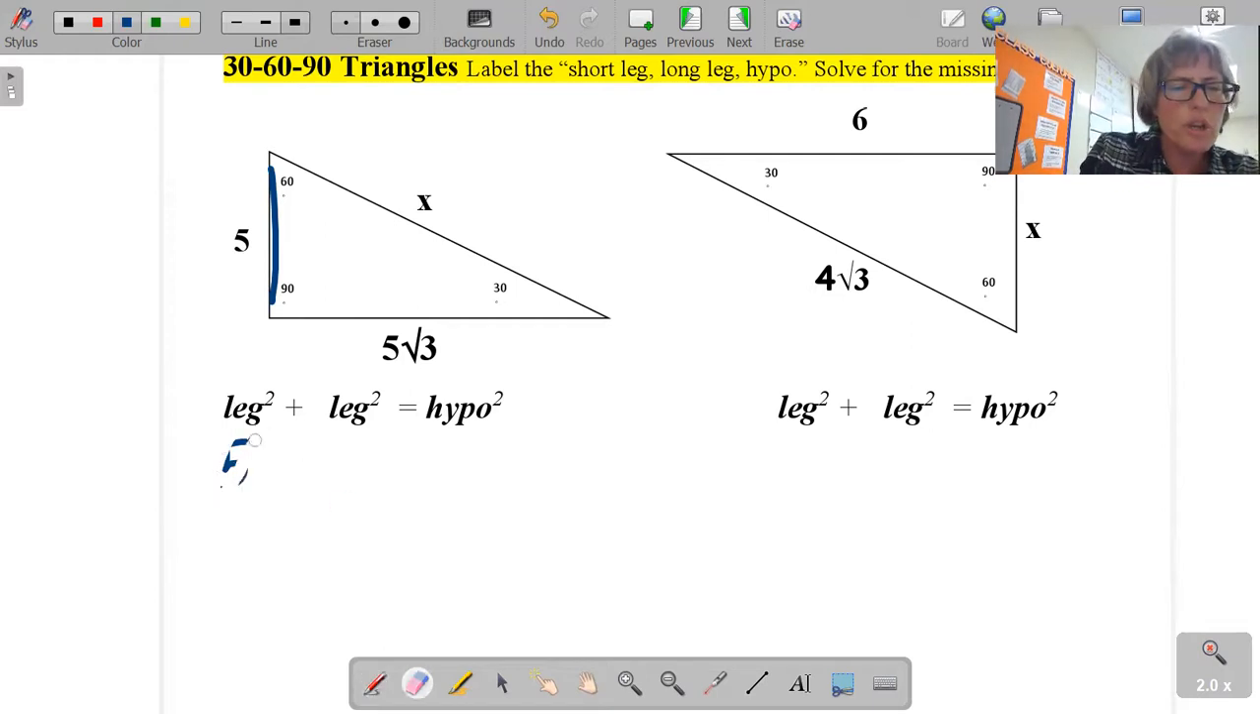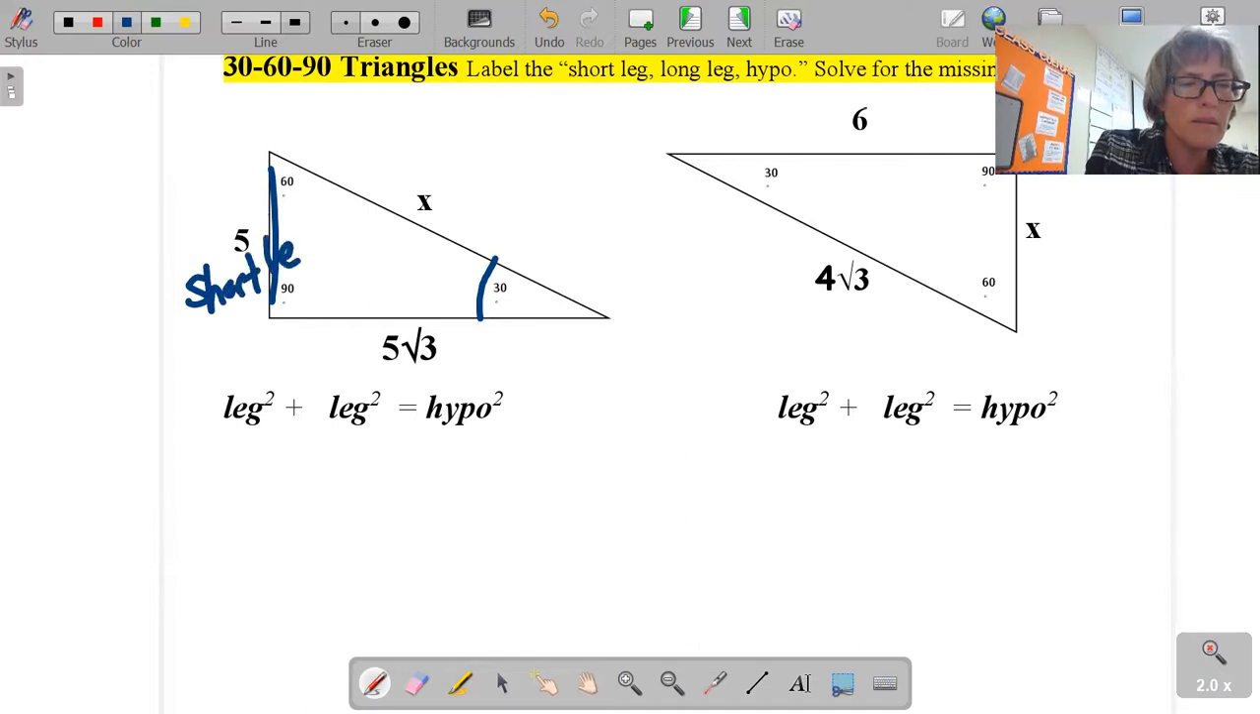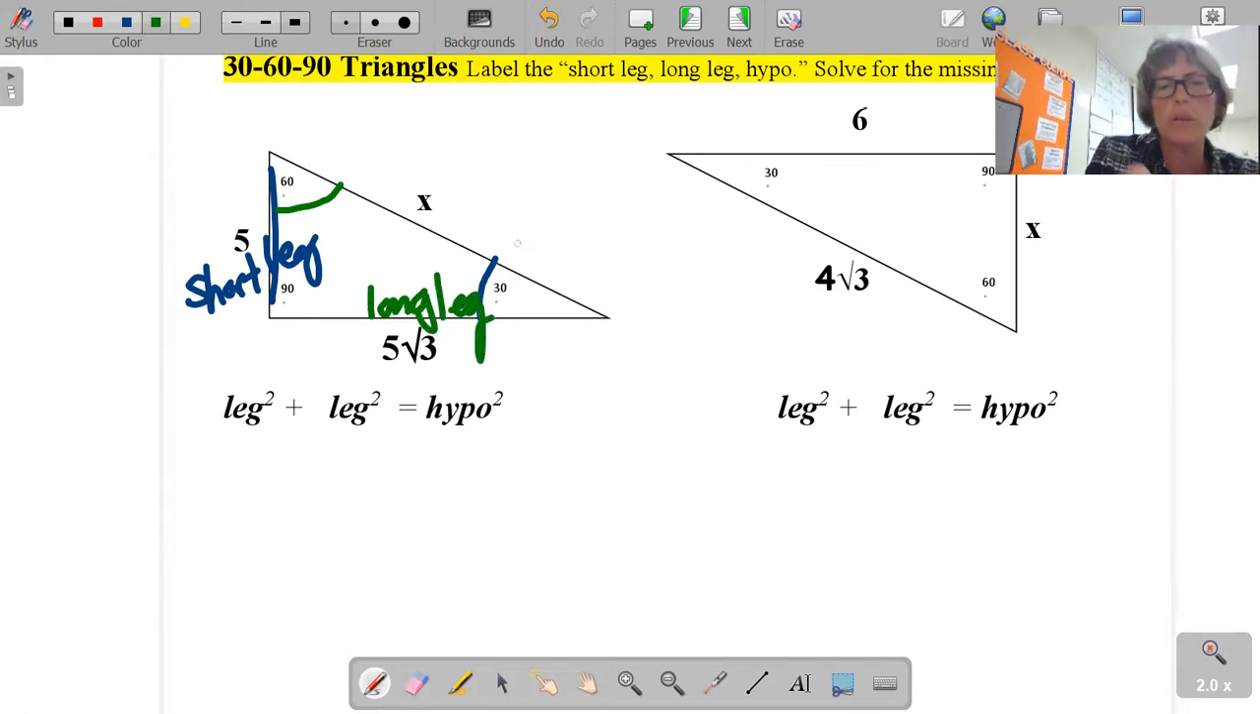Just a quick note. Notice now the legs are no longer equal. We have a smaller angle, so this is the short leg. And we have a larger angle, so this is the long leg. The legs are no longer equal. Just note to self: if the angles are equal, the sides are equal. When the angles are not equal, they have different lengths.